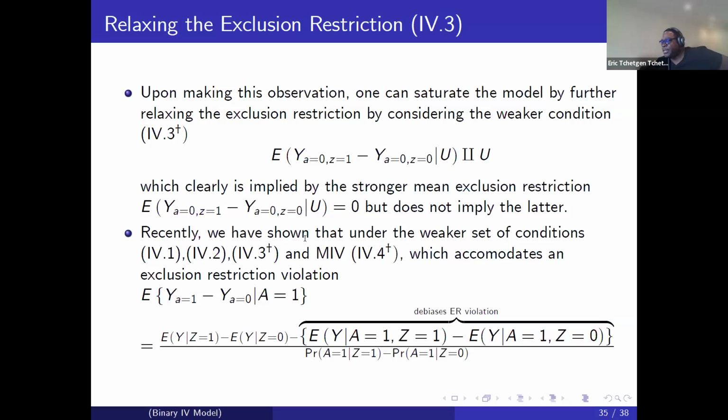And what we've essentially shown is that under this set of conditions, so IV1, IV2, IV3 dagger, and the multiplicative IV model, IV4 dagger, you modify the Wald ratio by basically debiasing the numerator by identifying the causal effect of Z on Y, but you have to do so in the treated arm. So you regress Y on Z in the treatment arm, you estimate the effect of Z on Y in the treatment arm, and you simply remove that effect from the reduced form that appears in the numerator, and that would in fact correct for an exclusion restriction violation.